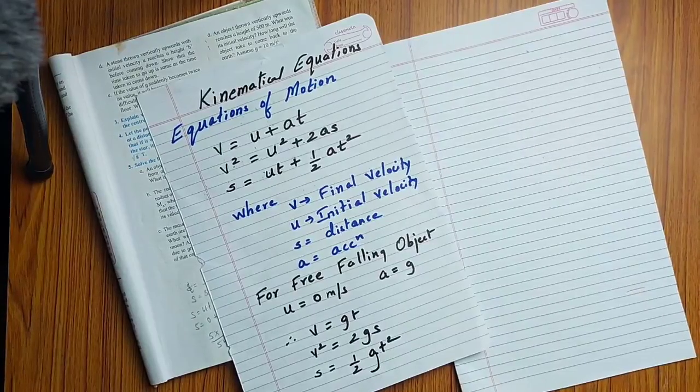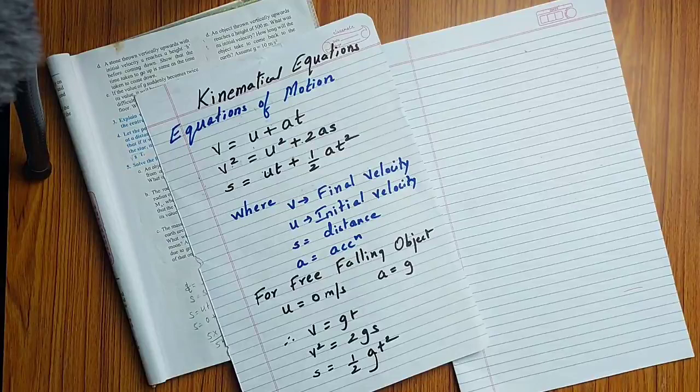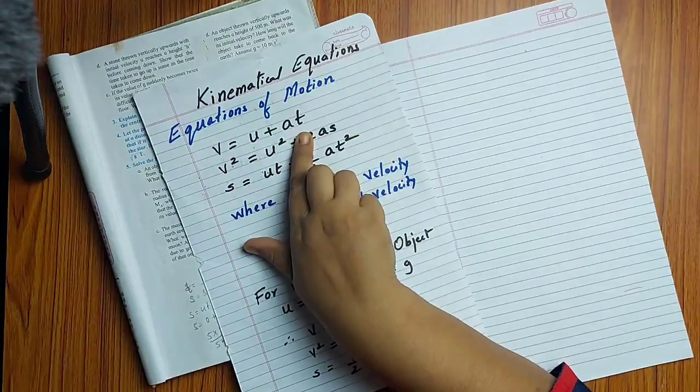Today we are going to study numericals in the lesson Gravitation. Before studying the numericals, we will go through the equations which we have learned last year, that is equations of motion. V is equal to U plus AT is the first equation.